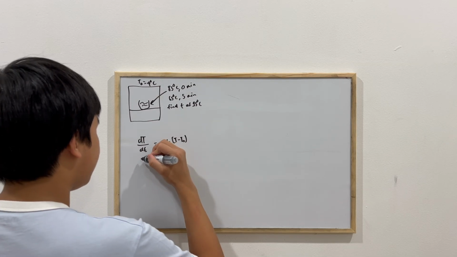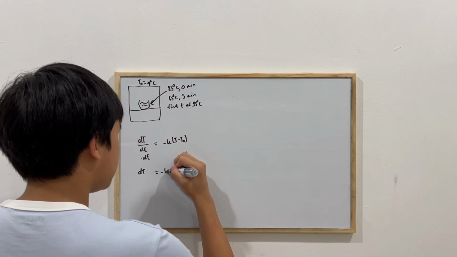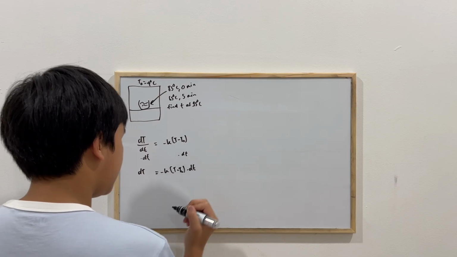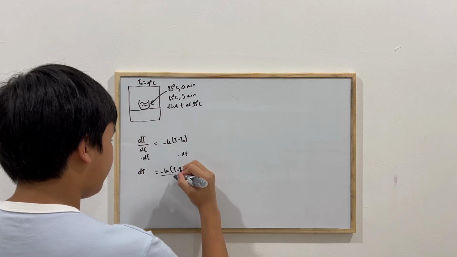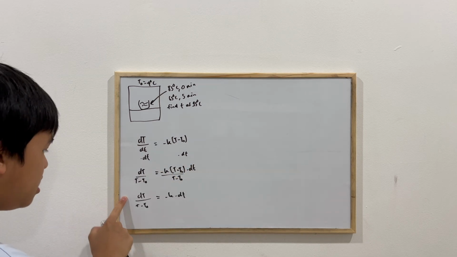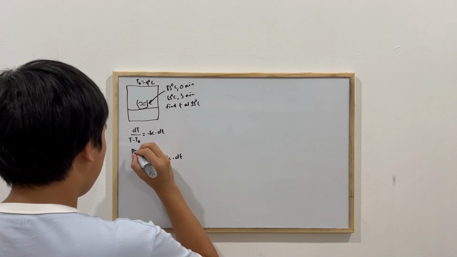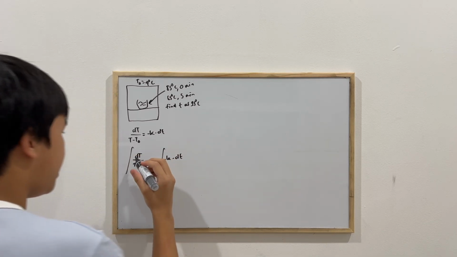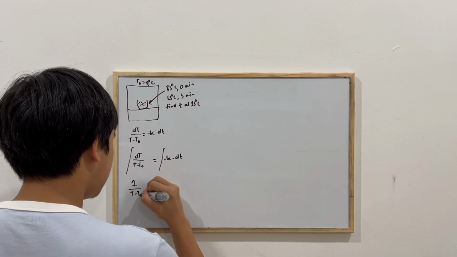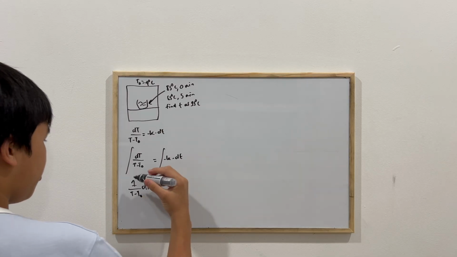So first, we have to separate the variables by multiplying dt to both sides. So dT equals negative k times T minus T0 times dt. Now we're going to divide by T minus T0 on both sides, and we get this equation: dT over T minus T0 equals negative k times dt. Now to separate T, we have to integrate both sides. And this side is pretty much saying 1 over T minus T0, and we're integrating with respect to temperature. So let's integrate both sides here.